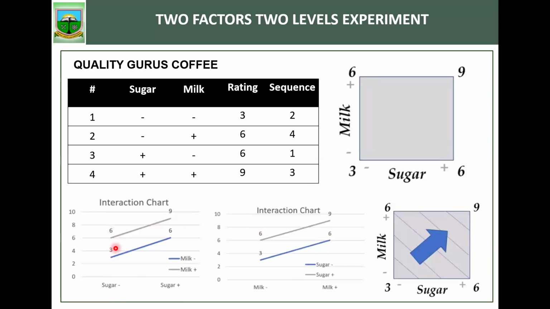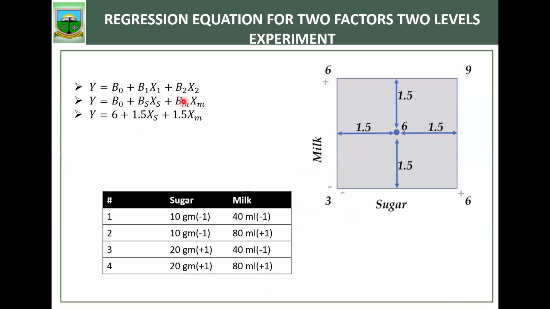interaction plots. And for the example we did yesterday, we realized that there was no interaction. Then we looked at the contour plots. And later we developed the equation, which we had 6 plus 1.5 sugar plus 1. And that was the model equation used to predict our cap. Today, we are going to do a practical session of this.